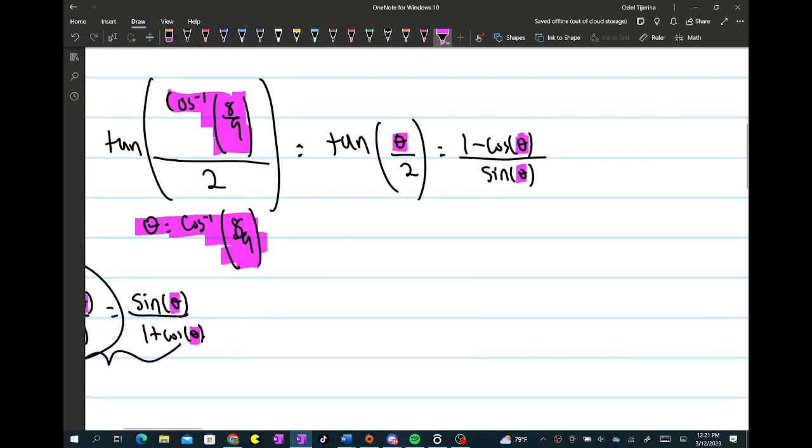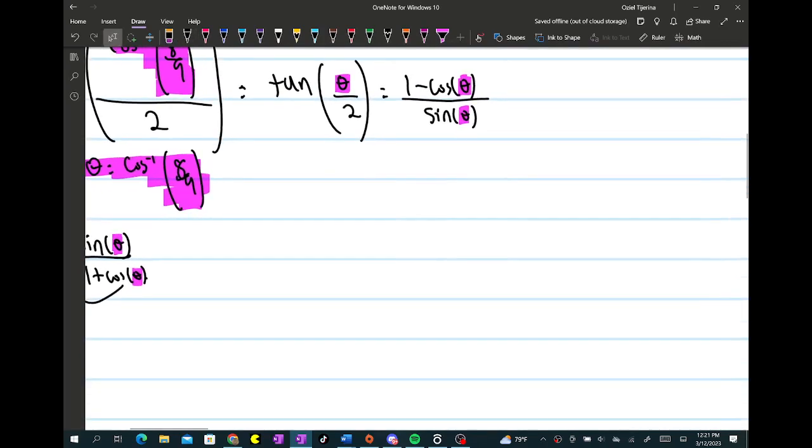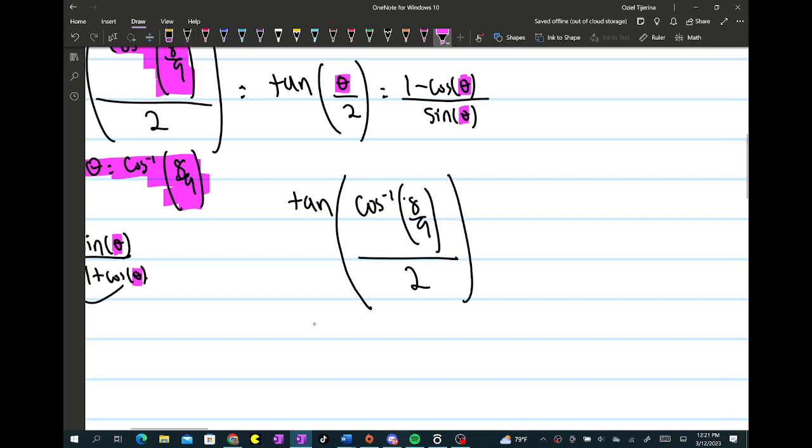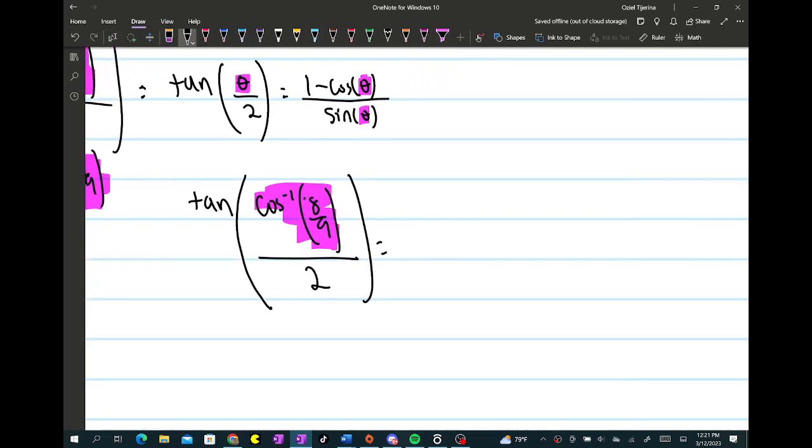Now theta, like I said, was cosine inverse of 8 over 9. So really what we're going to have is tan of cosine inverse of 8 over 9 over 2, where cosine inverse of 8 over 9 is theta, and this is going to be equal to 1 minus cosine of, and again, theta is cosine inverse of 8 over 9.